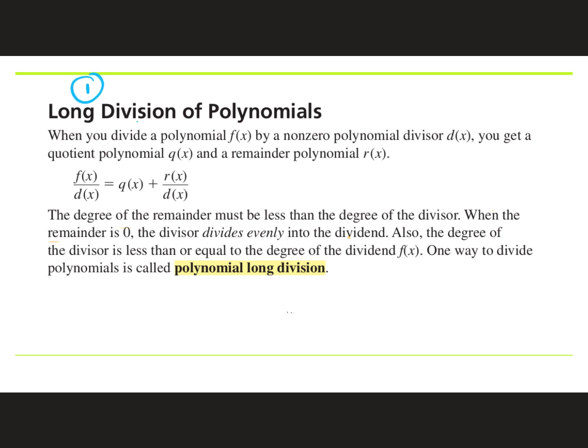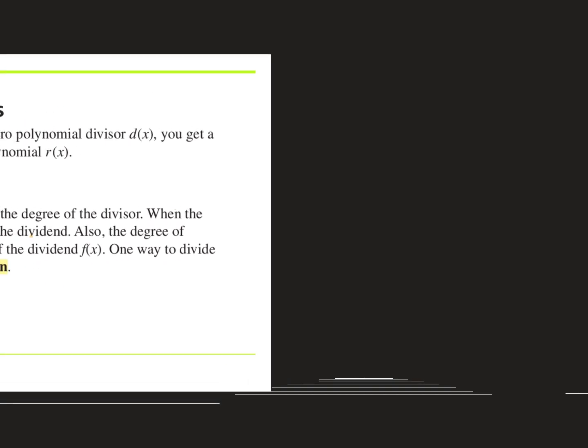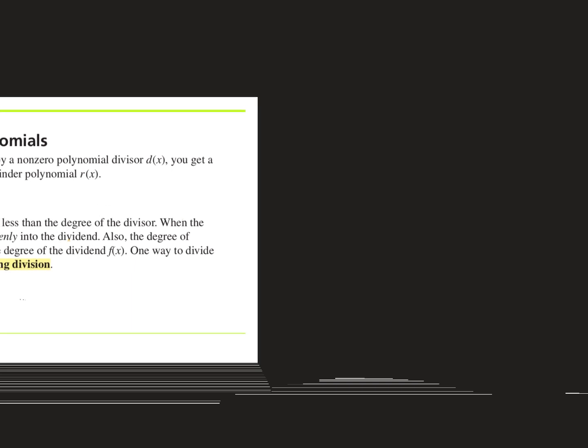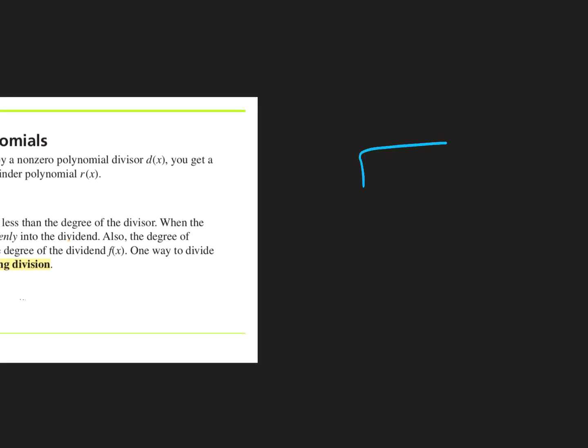One of them is long division. Long division of polynomials kind of works the same as long division with numbers. So let's say I had something like 432 divided by 2. Actually, let's divide it by 3. How would I divide this?